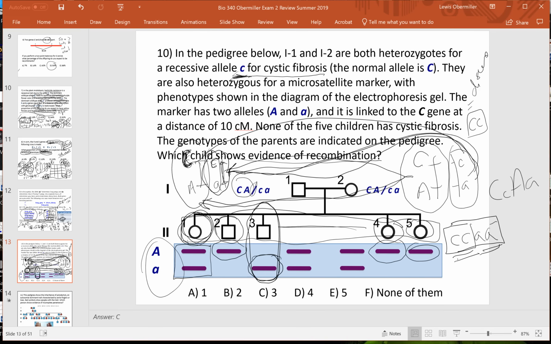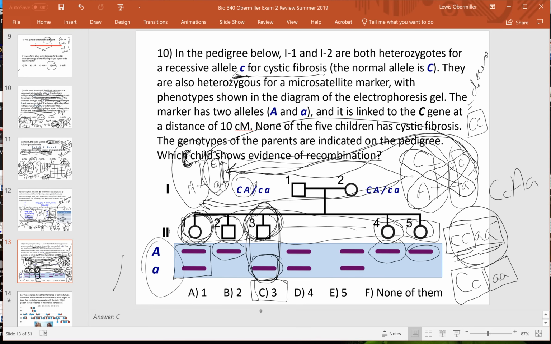So this child right here is unusual because this child, if it has little a, it should also have cystic fibrosis. The only way it can get this is if this crosses over and we make this gamete and this gamete, right? So then that child becomes heterozygous for cystic fibrosis, but homozygous for the little a allele. So the answer here is 2, 3. Which is this child right here, number 3, which is C. All right, next.